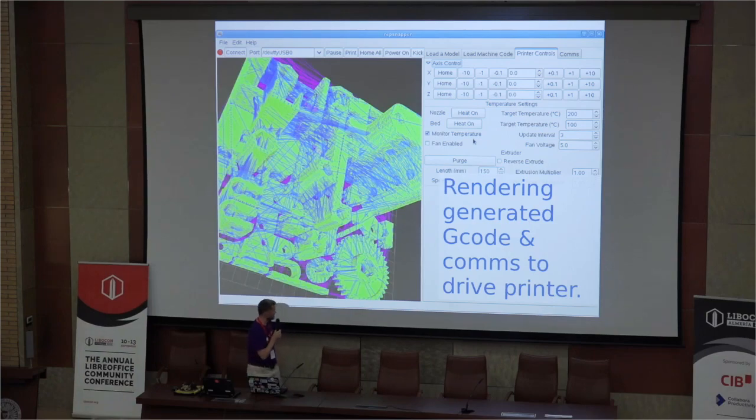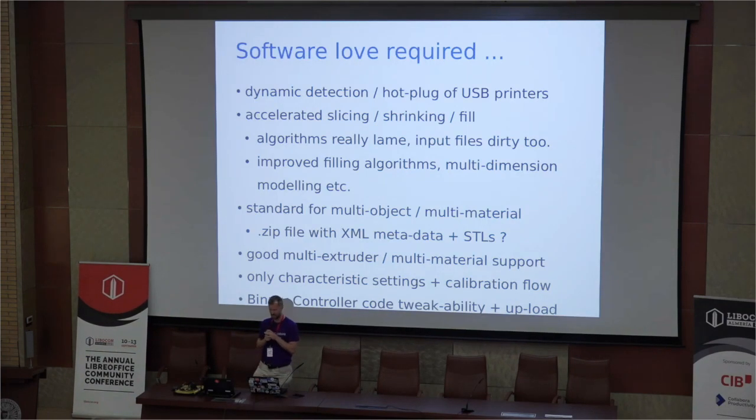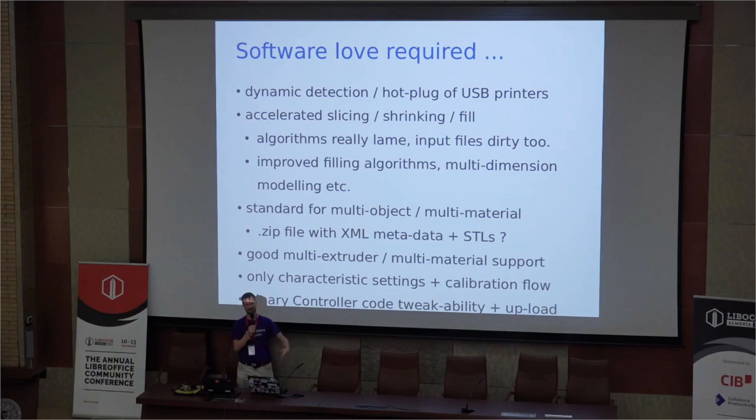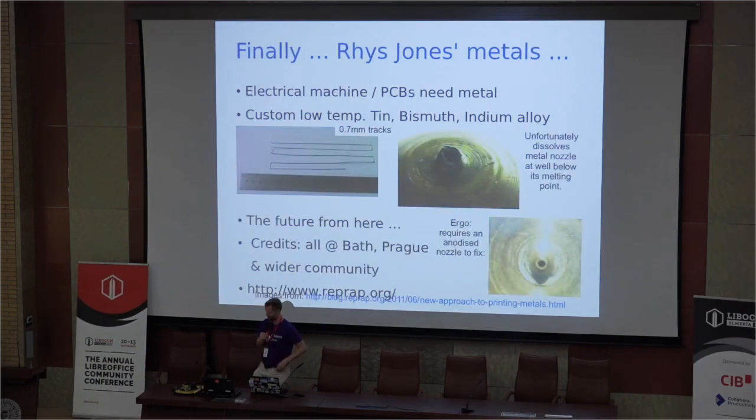And then you get the G-code, which is another disaster area from the mechanical control industry, which is like a multi-dimensional axis control language with interpolation and stuff. And you send that down a serial port, and out pops something that's the wrong shape quite a lot. But it's good fun. So yeah, software lovers required. If anyone's interested, do tell me.